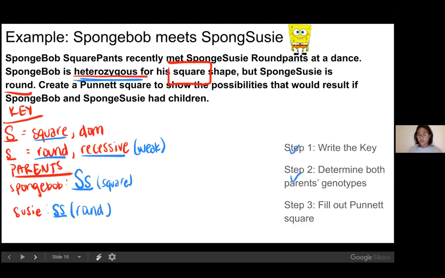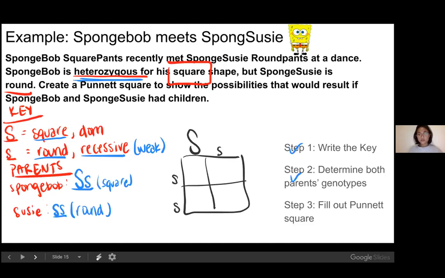All right, so we did step 1 and step 2. Let's finally do step number 3. We're gonna draw our Punnett square, and then I'm gonna write SpongeBob and Susie's genotype. So SpongeBob has a big S and a little s. Susie has a little s and a little s. And now I am going to draw. I'm going to finally fill out this Punnett square. So I just start from my first one. I take from the top and I take from the side. So big S, little s.